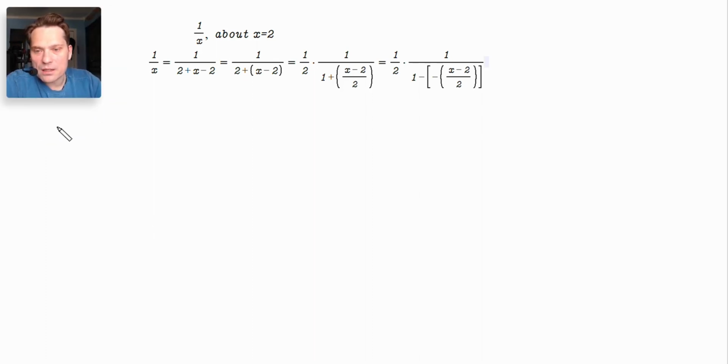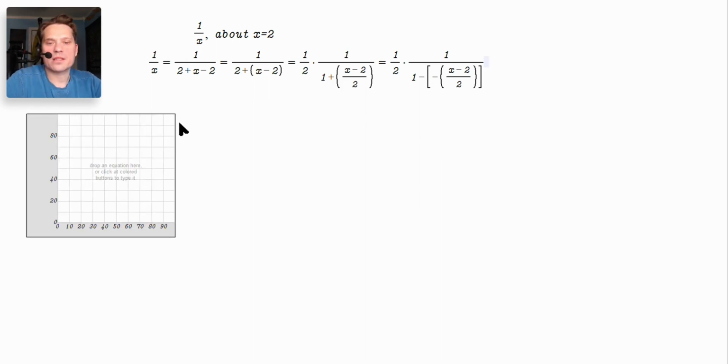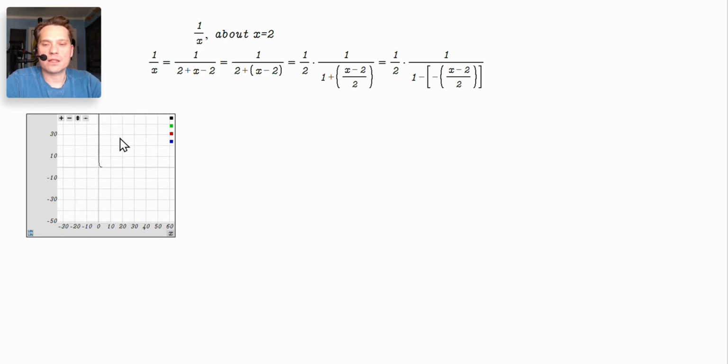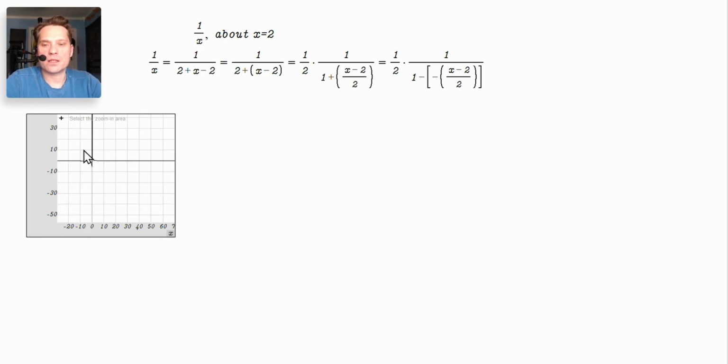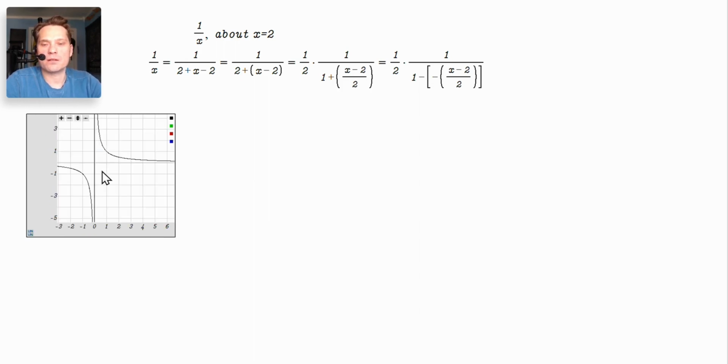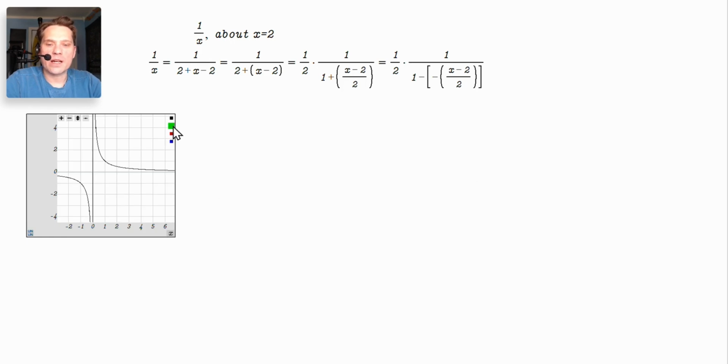Okay, so let's graph this. So let me graph 1 over x. Okay, let's zoom in on what's interesting here, which is the region close to the origin 0, 0. And now let's graph also this seemingly very different looking expression, 1/2 times 1 over 1 minus the negative x minus 2 divided by 2, right? They look so different, obviously, but look what happens.